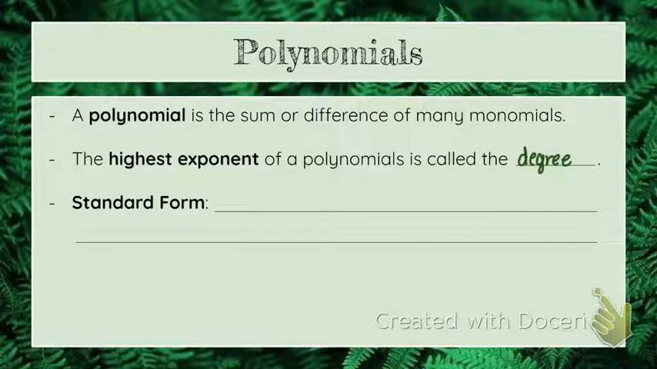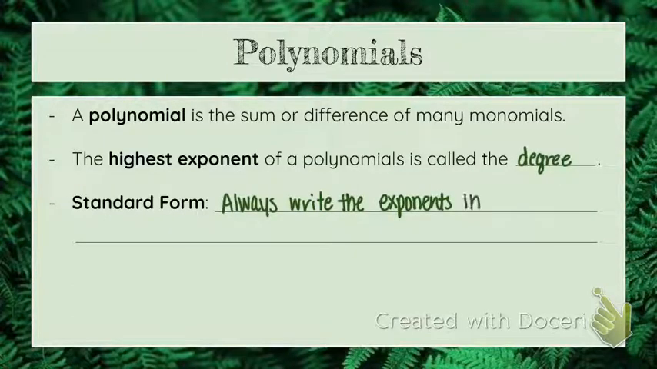Standard form of a polynomial is to always write the exponents in descending order. So start with the biggest exponent and go down.